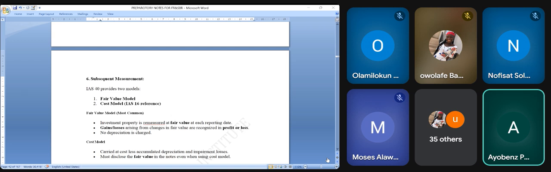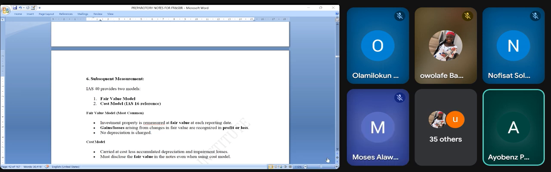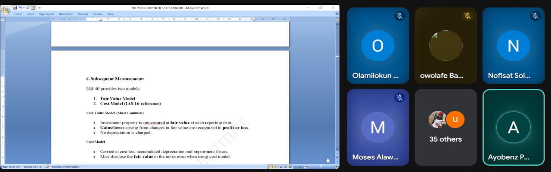Cost model and revaluation model. Come again. Thank you. The cost model and then the revaluation model. Under the revaluation model, we have the model and the revaluation model.